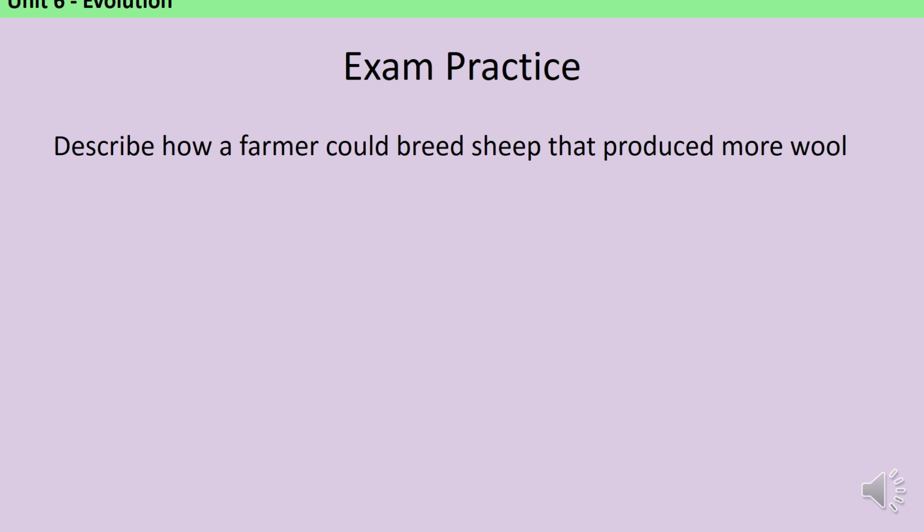Now that we've described how to do selective breeding and also what some of the drawbacks are, here's an opportunity to check that you have understood this. So pause the video and see if you can write down some bullet points that describe how a farmer could breed sheep that produce more wool.